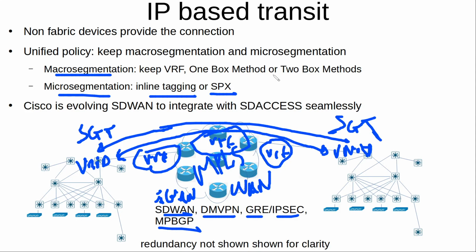We have two options: the one-box method or the two-box method for keeping macro segmentation information. For micro segmentation, for scalable group tags, we're going to always use inline tagging or the SXP protocol. But let's examine how macro segmentation can be kept across a transit IP network.